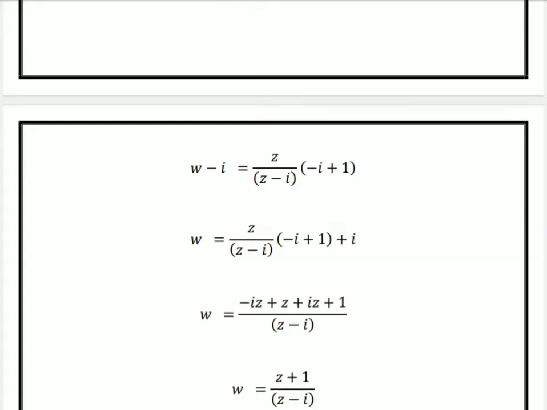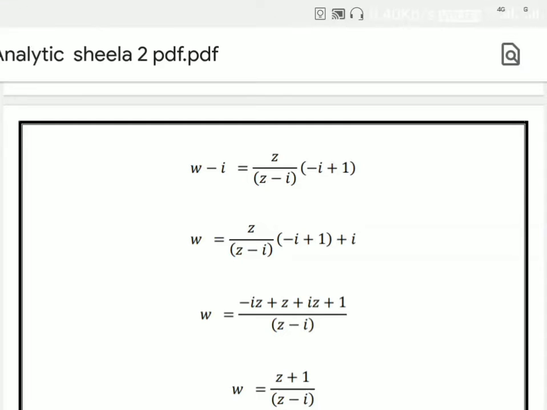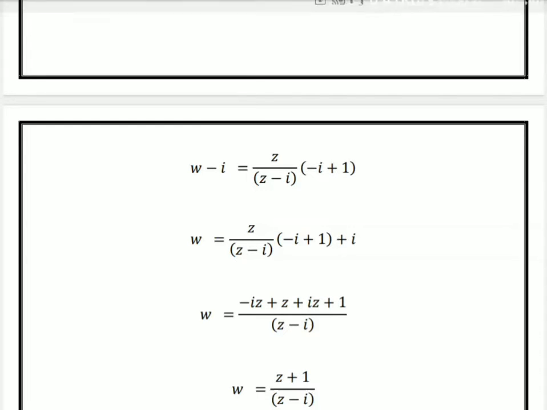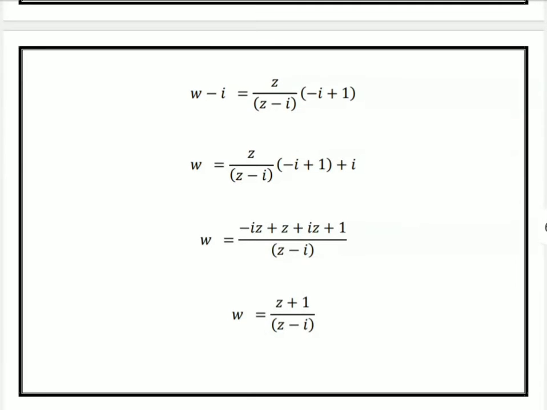Take the LCM and include the z value. The first term is -iz plus 1 into z equals z, and i into (z - i) is iz minus i squared, where i squared is -1. Already having a minus here, so plus 1 divided by (z - i). So -iz plus iz cancels, and the remaining term will be w equals (z + 1) divided by (z - i).